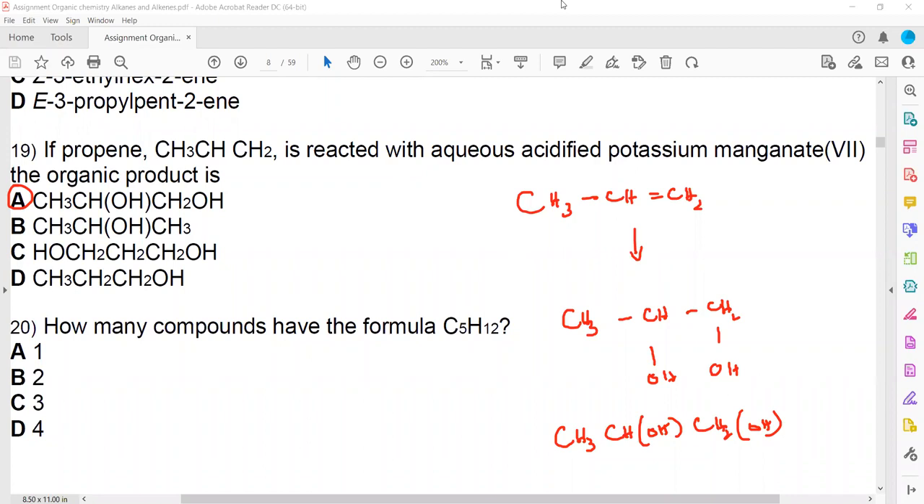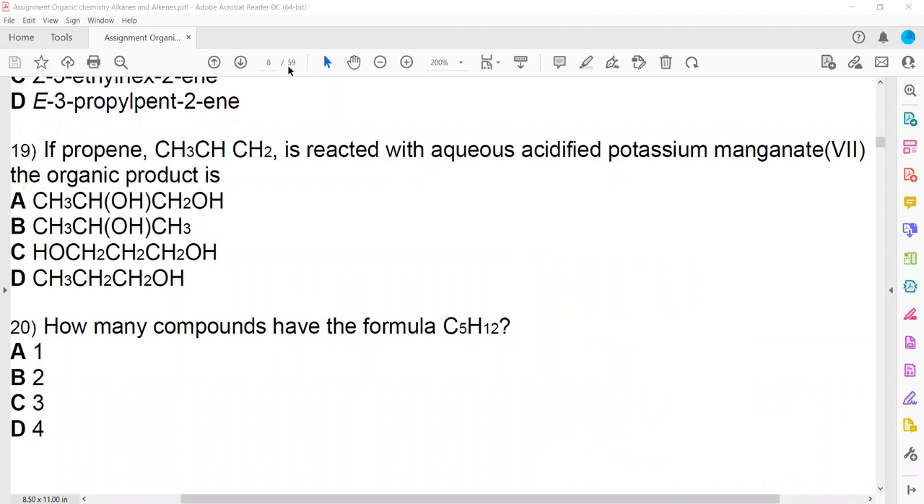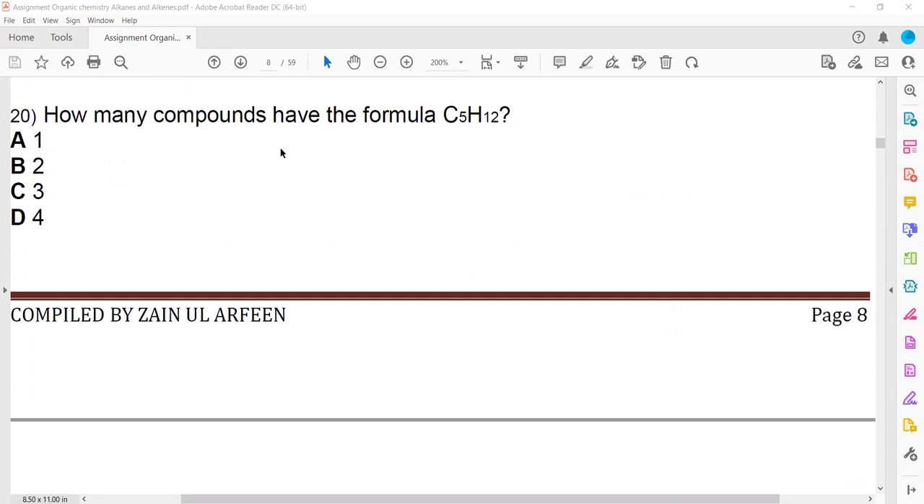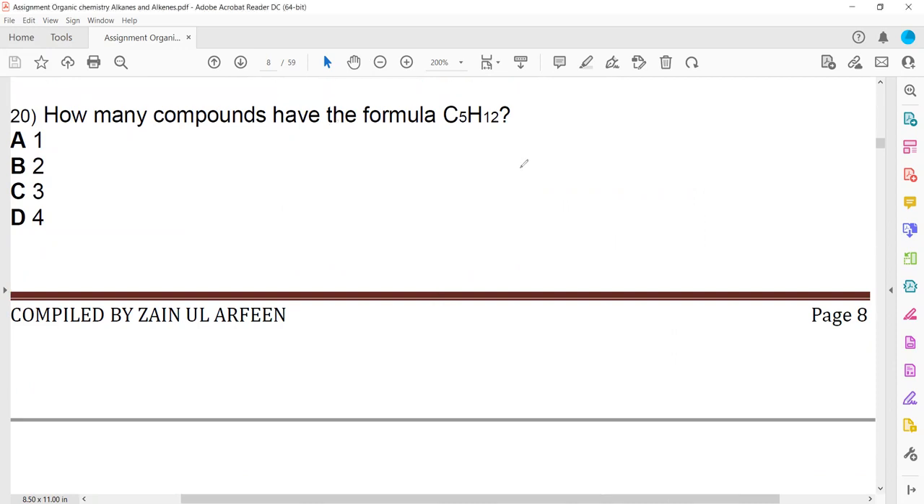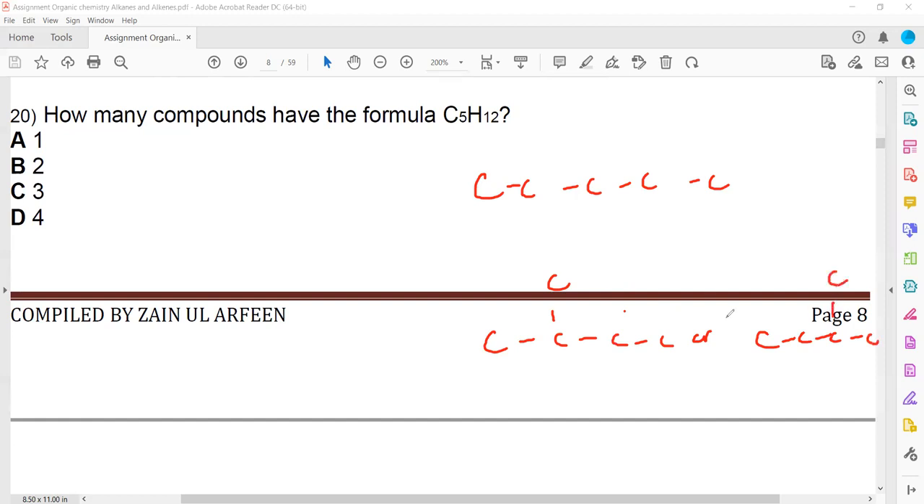How many compounds have a formula of C5H12? It means how many isomers are there for C5H12? So we have to draw the possible isomers. We may have first all the carbons in a straight chain, so one isomer. Then we have 4 in a straight chain, then a branch on the second. I cannot put a branch on my right hand side because if I put it there, these two are the same structure, no difference, because this will be 2-methylbutane, and this is also 2-methylbutane. So this is one, this one is two.